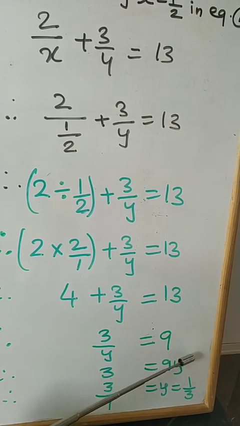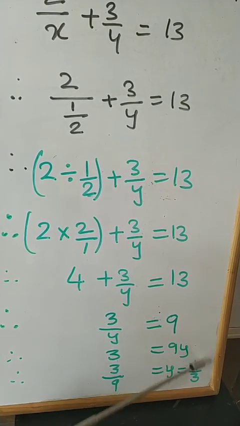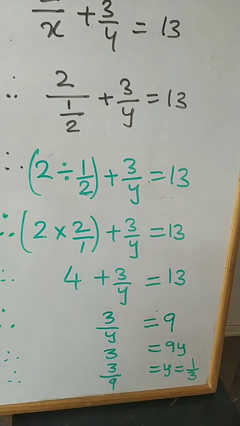Then 3 is equal to 9y. Then 3 upon 9 is equal to y is equal to 1 upon 3. So we got the value of y as 1 upon 3. The value of x was 1 upon 2. Sometimes the solution may be a fraction. That is, the values of x and y can also be fractions. Do not fear. So that's all. We'll stop here. Thank you.